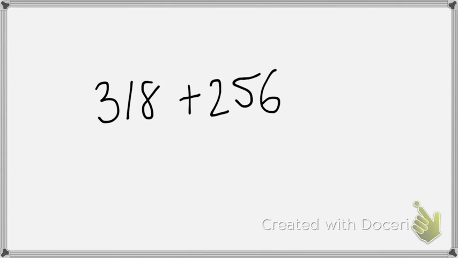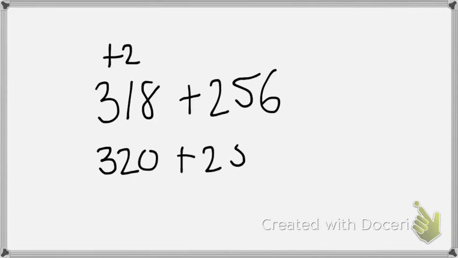All right, let's use compensation. So I'm going to round one of these numbers to a nice tidy number. I'm going to choose 318. I'm going to plus 2 onto 318, which will turn it into 320 plus 256. Now, by doing that, we get rid of that crossing 10. We no longer have to cross 10, which makes it much easier for us to do in our head.